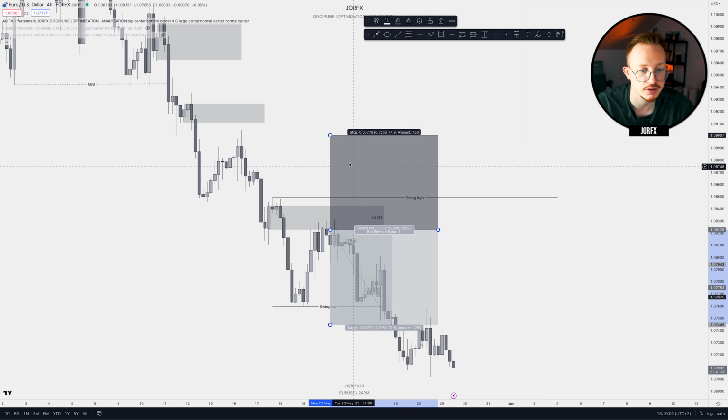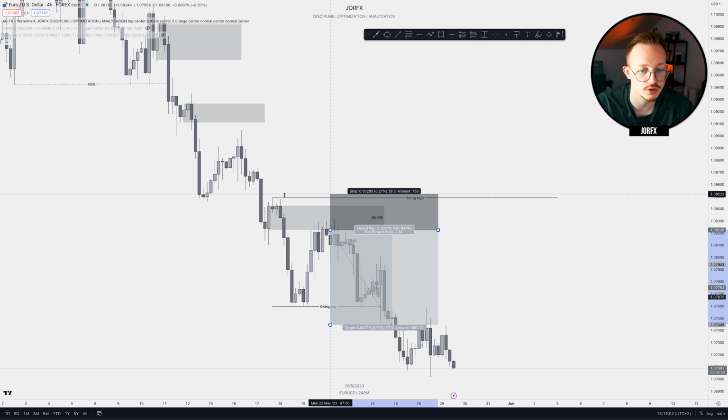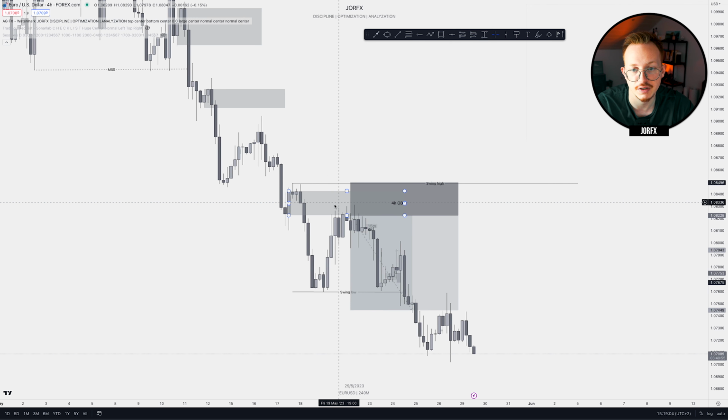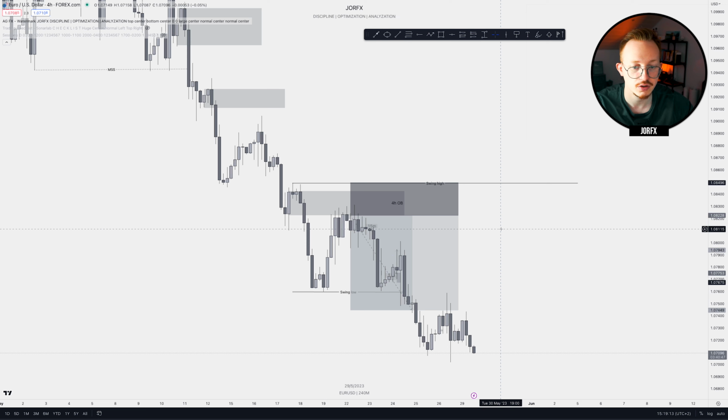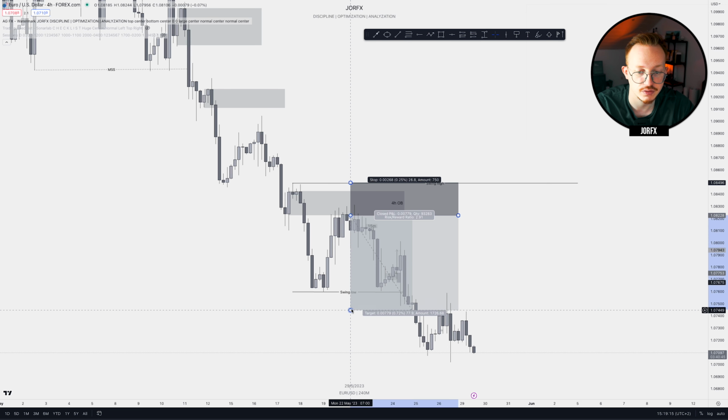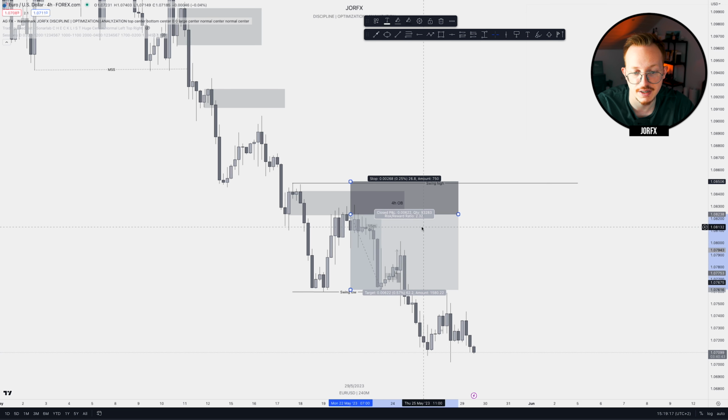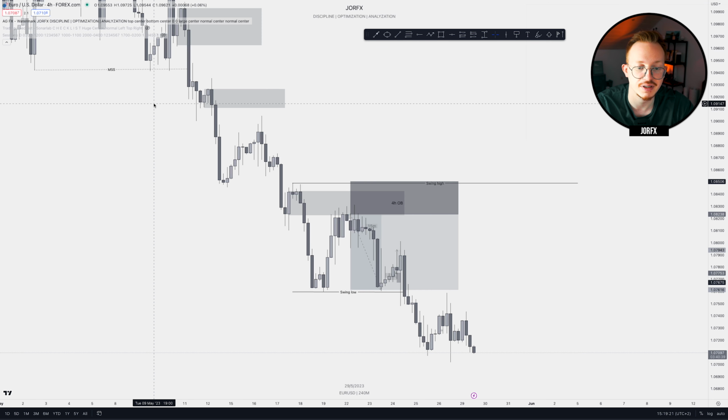You put your entry on this 4-hour order block, you put your stops above the swing high, because remember, price can do everything at once in between here. As long as it doesn't break the swing high, we are in the clear. So stops above the swing high, and you target the swing low, and this is basically your 2.3 hour trade. And this is if you only stick to the 4-hour time frame, right?